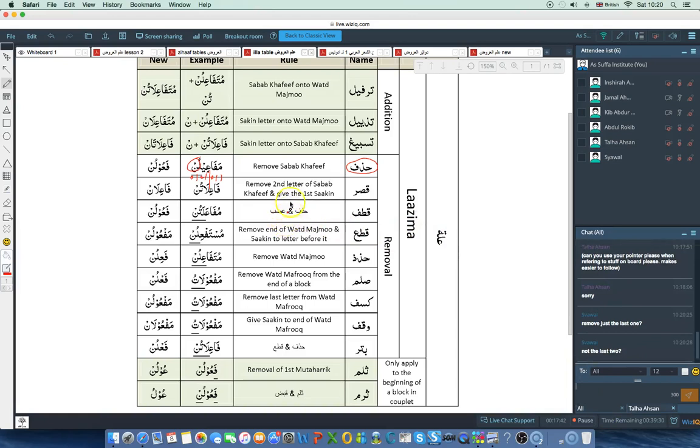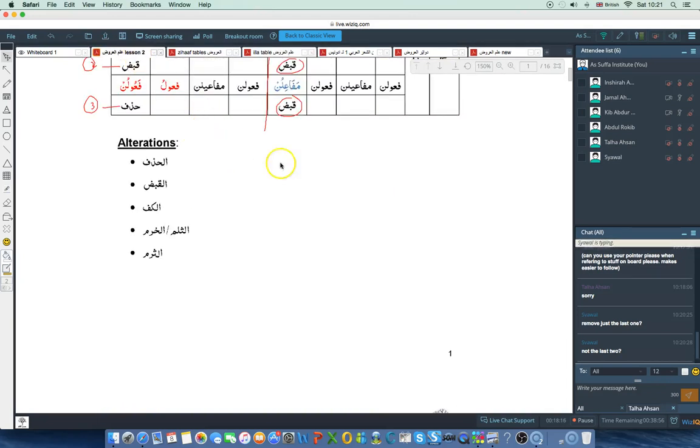Okay, jazakallah khair. Okay, can you guys see that? I don't know if you can see or not. Yeah, so mafa'i. You just remove the sabab khafif. So sabab khafif, you remove that. Okay, sabab khafif is removed. So here is sabab khafif. So you're left with mafa'i. Does that make sense?